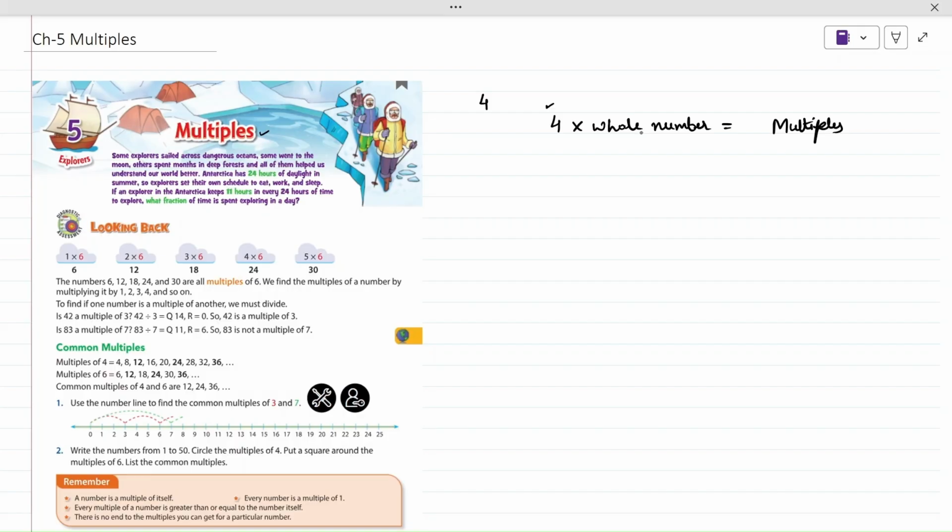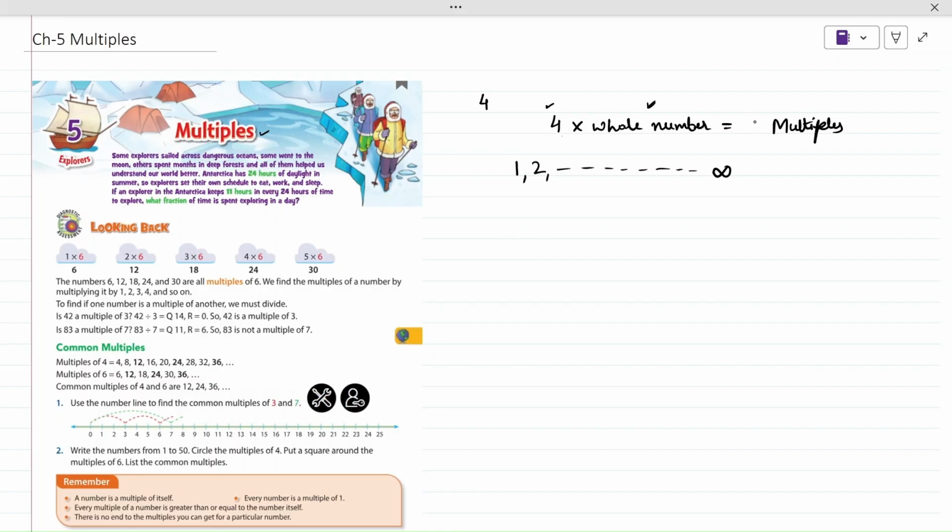But what are the whole numbers? The numbers which start from 1, 2 and go on up to infinity are the whole numbers. So how can we get the multiples? Multiply the number for which we want to know the multiples with any whole number.